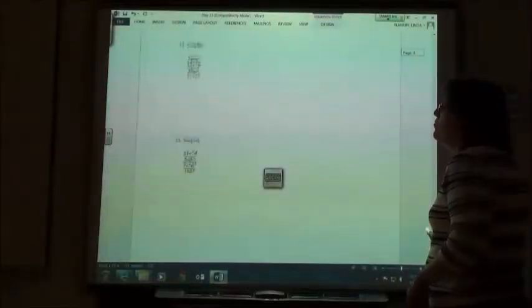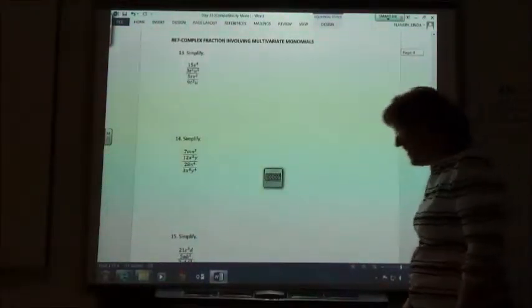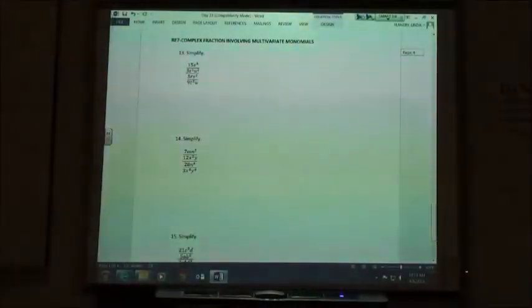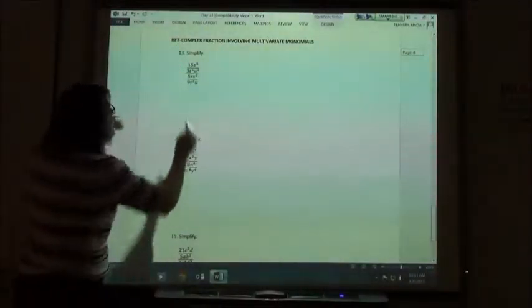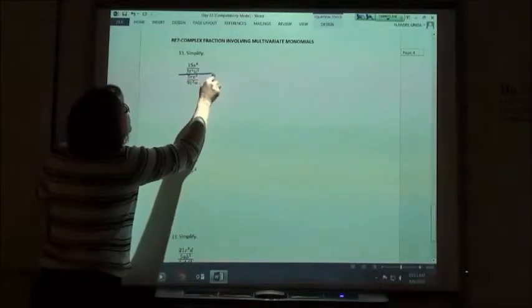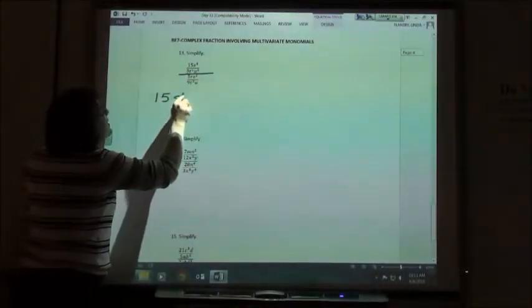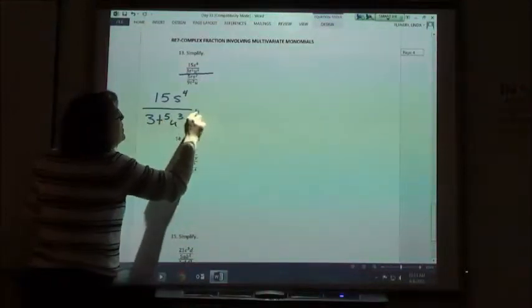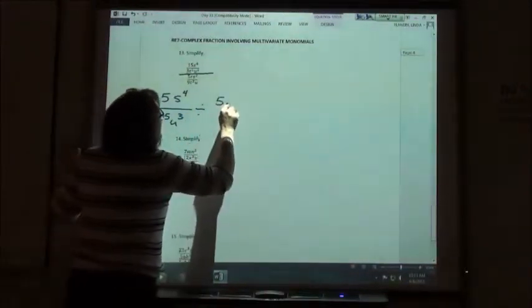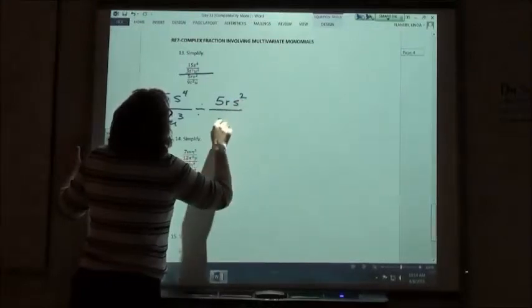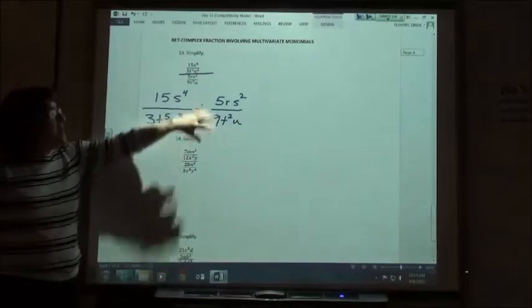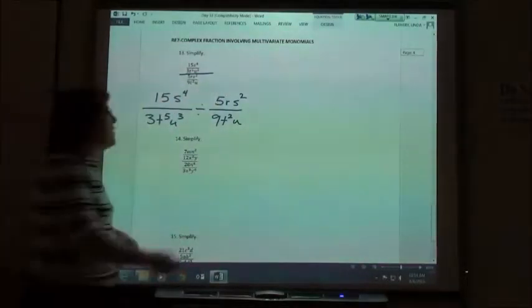And the last three, now they made them a big mess. Complex fractions, but now we've got a whole bunch of variables and stuff in there. Same kind of rule applies. If I were to rewrite this, here's where my fraction bar would be. I would say 15s to the 4th over 3t to the 5th u cubed divided by 5rs squared over 9t squared u. So again, since we're dividing fractions, we end up inverting and multiplying.